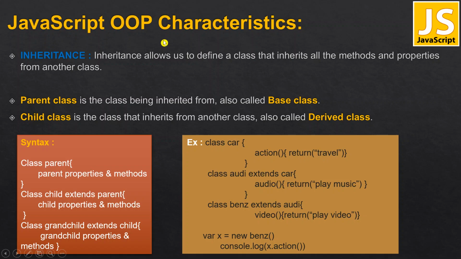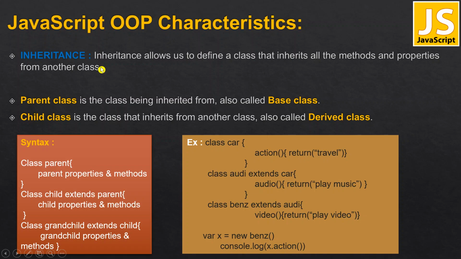In this class we are going to discuss the characteristics of object oriented programming. If a language is said to be an object oriented programming supported language, then that language should possess some of the OOP characteristics. In this class we are going to discuss one of the characteristics of OOP, inheritance.